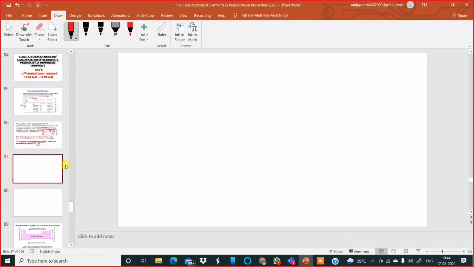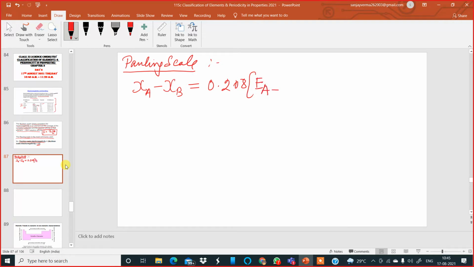According to the Pauling scale of electronegativity, if I write a formula for the electronegativity difference, XA minus XB, this means the electronegativity difference between two atoms A and B. The formula is given as 0.208 times the square root of EAB minus the square root of the product of EAA and EBB. Let me explain this formula first. This is under square root.